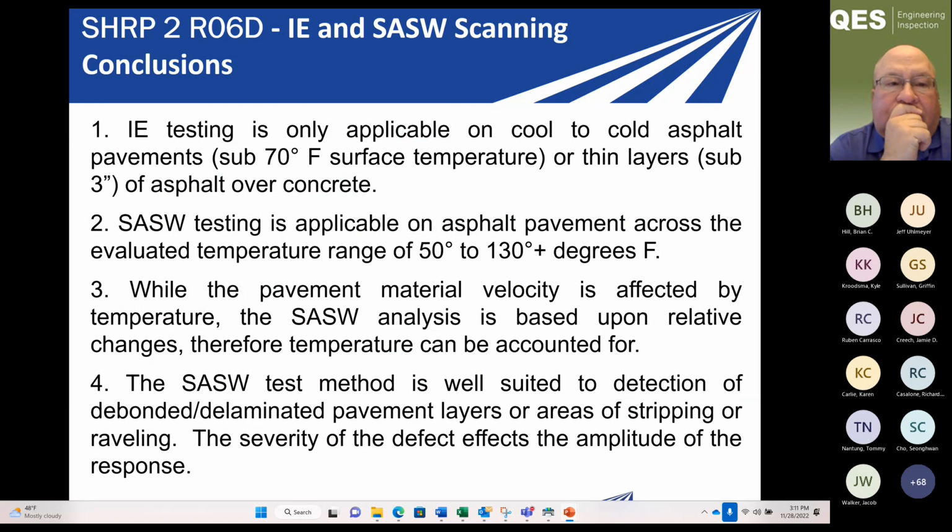So in conclusion of that round of testing, the IE testing was applicable, but really only worked on cool to cold asphalts. What it seemed like to us, around 70 degrees Fahrenheit was the breaking point, somewhere between 70 and 80. And that was not the air temperature, that was the surface temperature. So if you're out in direct sun, it could be a cooler day and you could have those surface temperatures on the asphalt. So if you get cooler than that, or night testing, you can have some luck with the IE test, which is a simpler test for us to analyze.